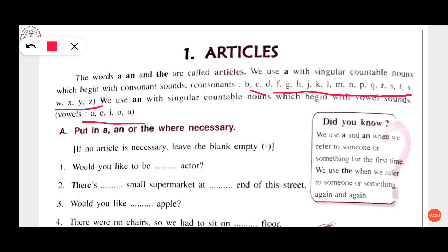So we always use an before the sounds that produce vowel sounds. So what I explained to you is that we use a with singular countable nouns that begin with consonant sounds, and the consonant sounds you have seen over here. Now we use an with singular countable nouns which begin with vowel sounds. And what are vowels, students? A, E, I, O, U.